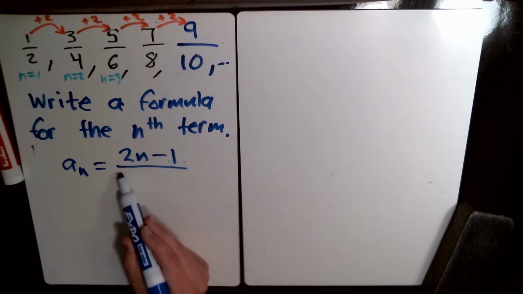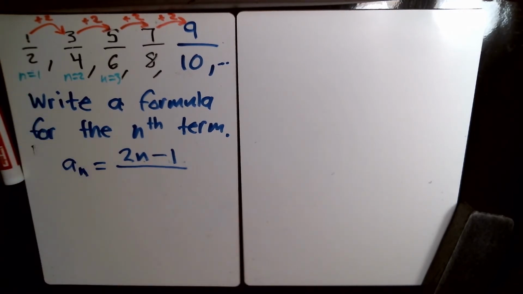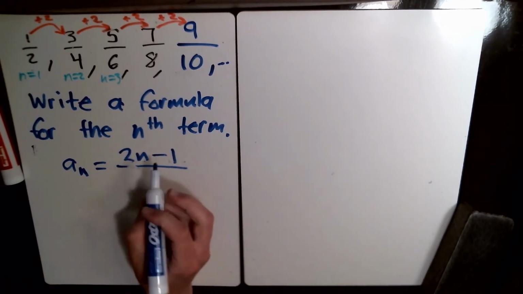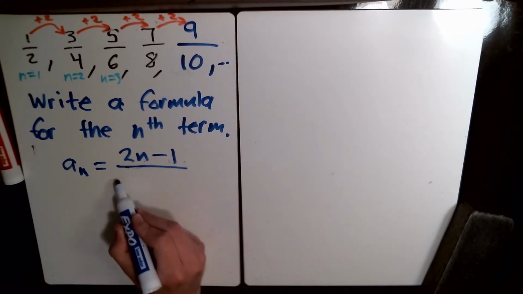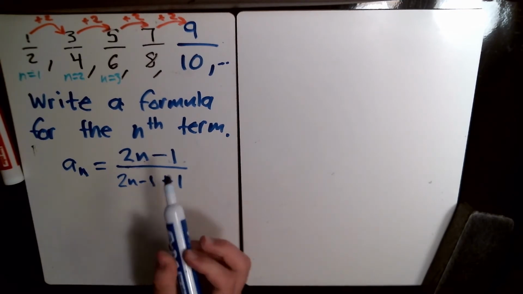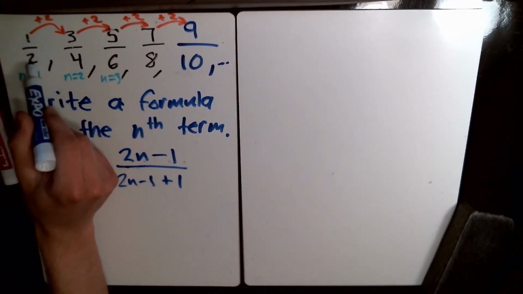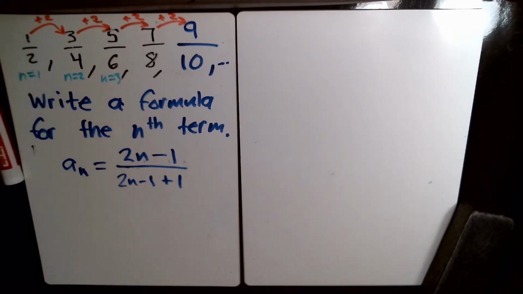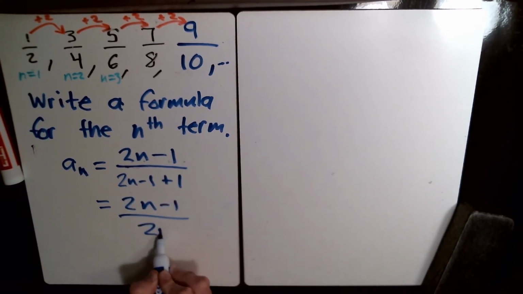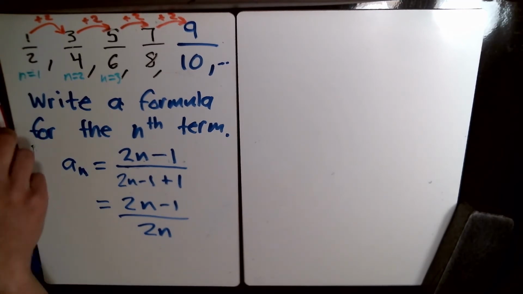Now I just need to get the bottom. Well, you'll notice the bottom is just 1 more than the top. So if I take 2n minus 1 and add 1 to it, because the bottom is always 1 more than the top, I would get 2n minus 1 divided by 2n. Okay, let's try this and see if it works.